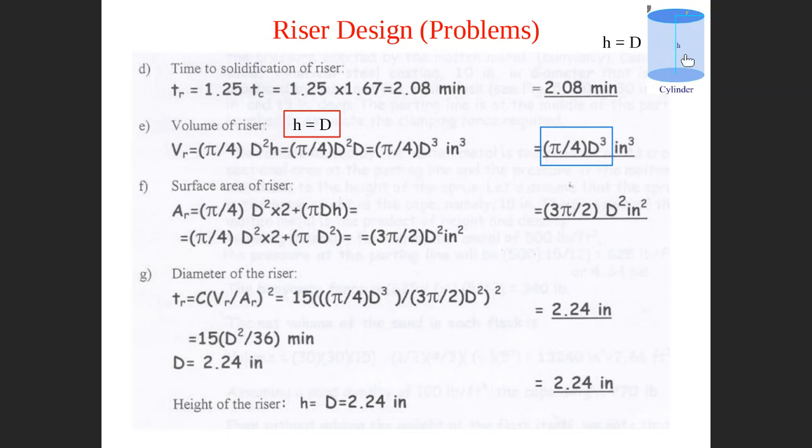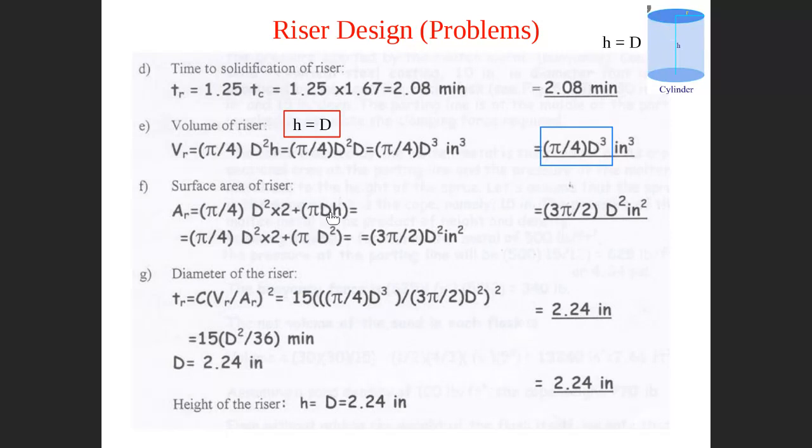We need to consider all surface in contact with the mold. It is equal to pi divided by 4, as we obtained in the previous slide. Pi divided by 4 d square multiplied by 2, plus pi d square, because here h equal to d directly. It is pi divided by 4 d square multiplied by 2 plus pi d h, because a perimeter multiplied by the h.